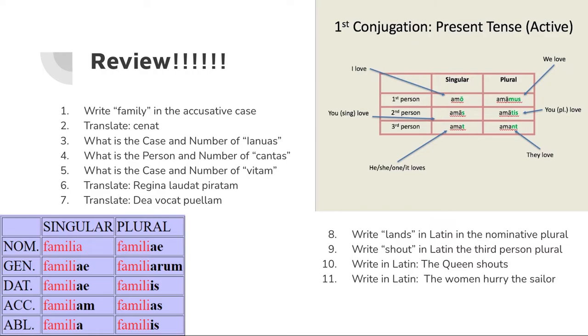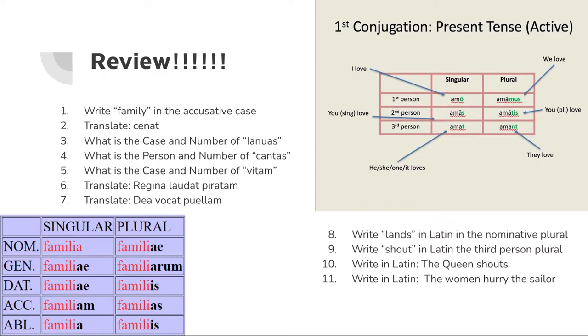Number 8, write lands in Latin in the nominative plural. If we look at our vocab on the worksheet, you know land is terra. But you need to write this in the nominative plural. If we look at the chart on the bottom left, you can see nominative plural ends with ae. So instead of terra, it would be terrae. And that's number 8.